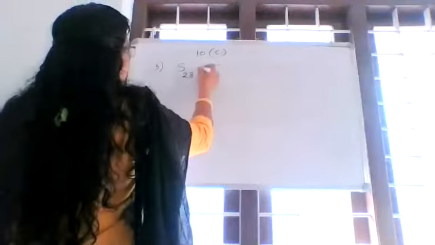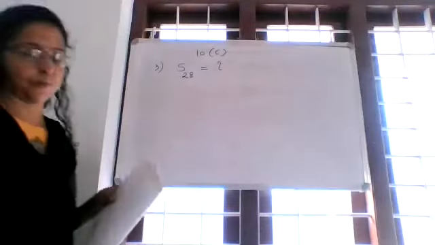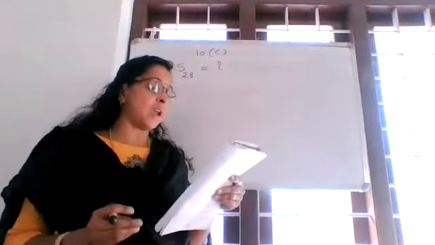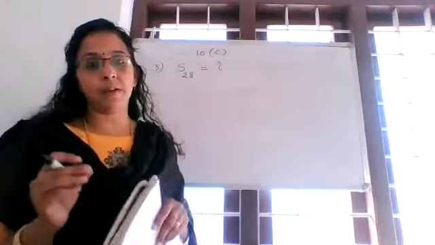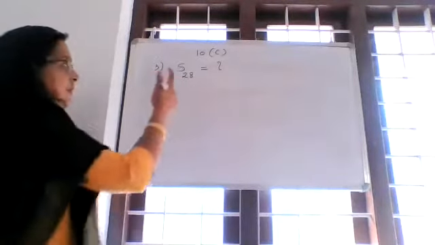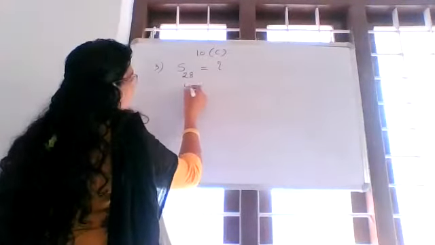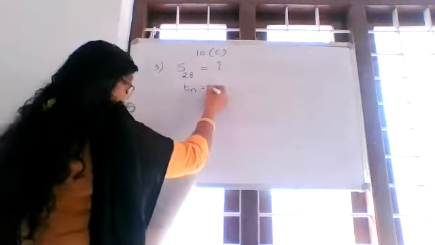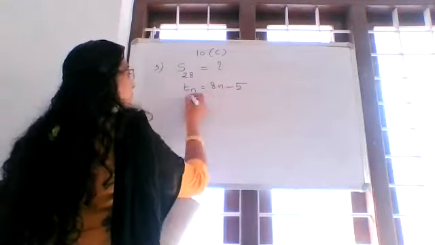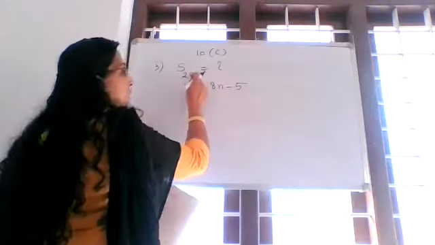Find the sum of 28 terms of an AP means S28 we want to find out. Then what is given? Whose nth term is 8n minus 5. Represent nth term as Tn. Tn is equal to 8n minus 5. We want to find out S28.